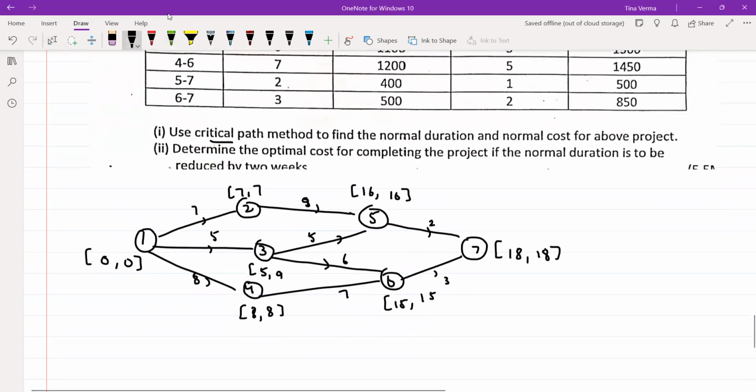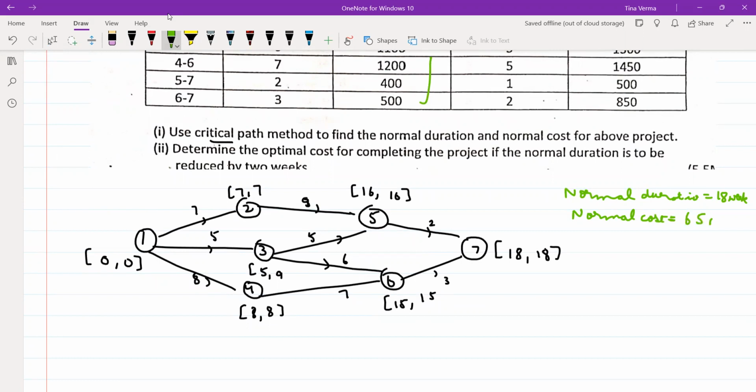So the first thing is that the project will complete in the normal duration of 18 weeks, because the time is given in weeks. For the normal cost, students always make the mistake of taking the sum of the critical path, but in normal cost, we have to take the sum of all the costs of the activities. So it was coming out to be 6,500. You have found for the first part the normal duration and normal cost, that is done.